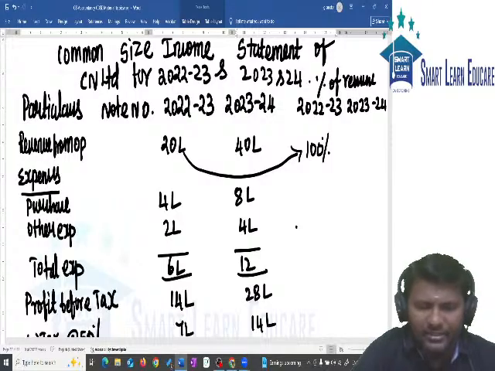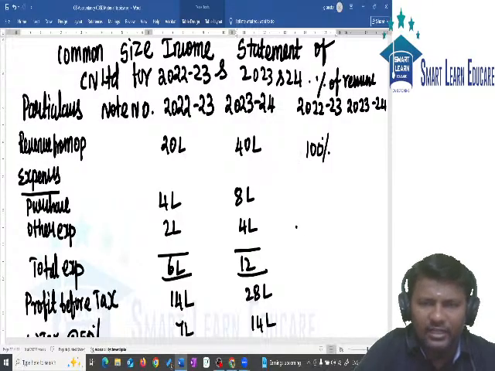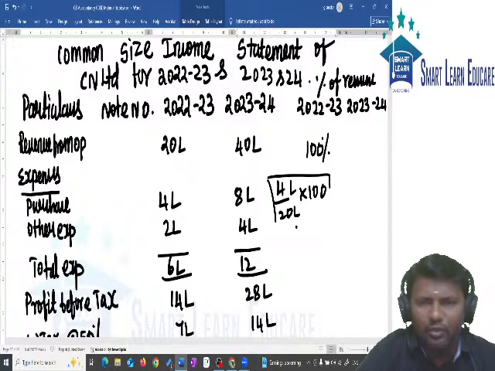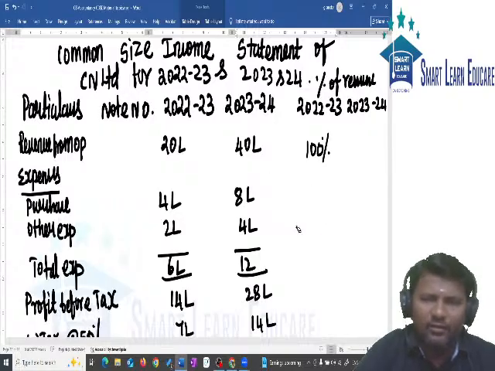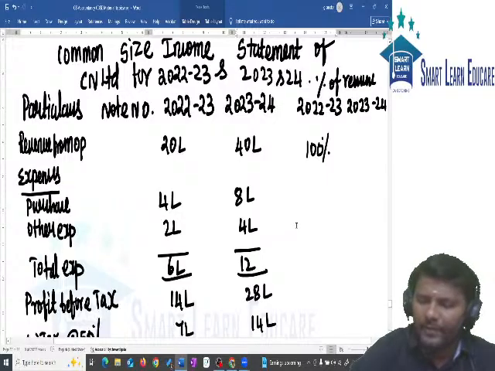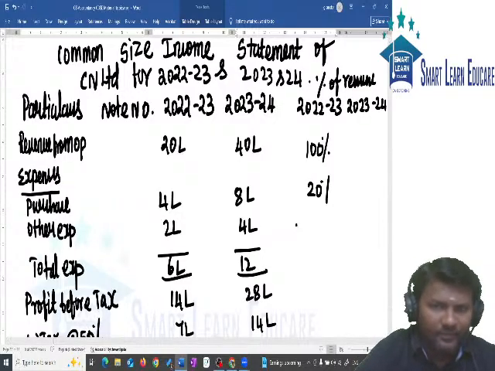The sales is representing 100 percentage. What is the purchase represents? What is the percentage of purchase? It is 4 lakh divided by 20 lakh into 100. What is the amount? What is the percentage? 4 lakh out of 20 lakh. 4 by 20 will give you 20 percentage.